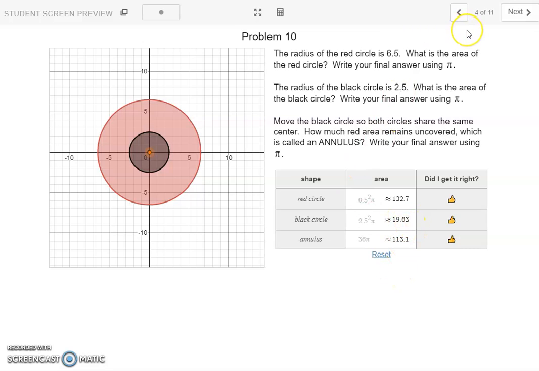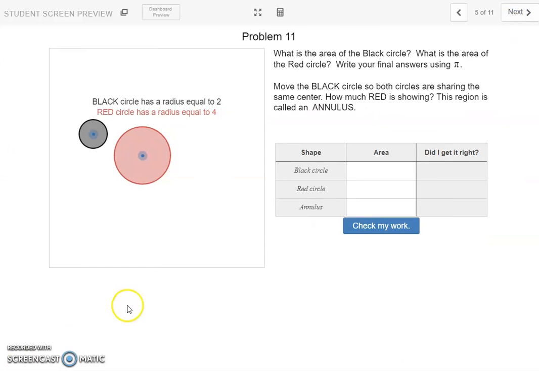I'm going to continue on to the next screen, so I would ask you to stop the video here and then go on to problem 11, and then come back and continue the video to watch how the next screen should be completed. So these two problems, 10 and 11, are very similar.